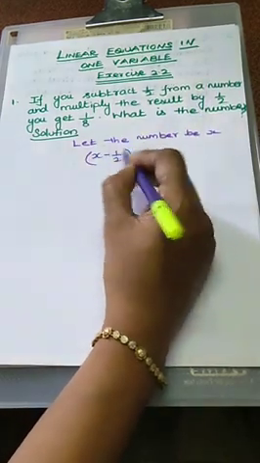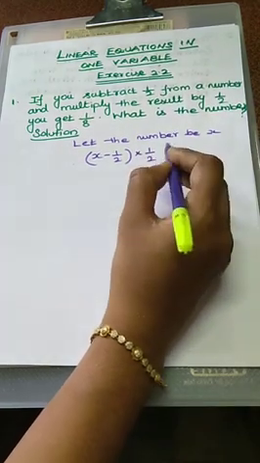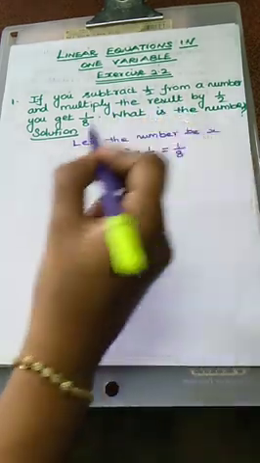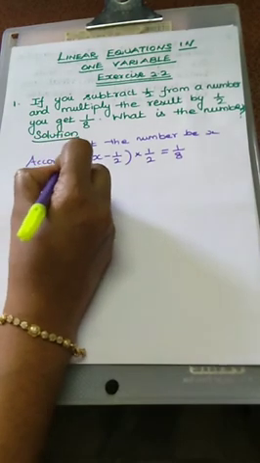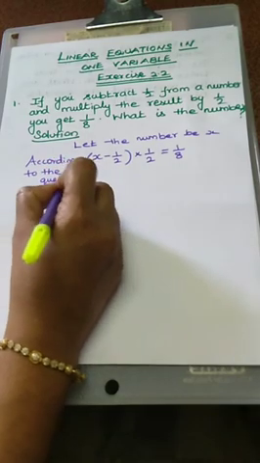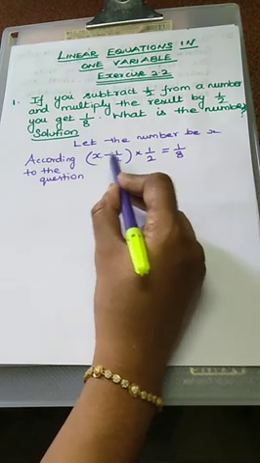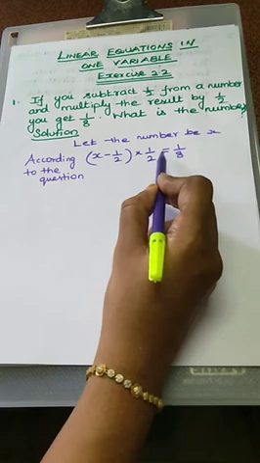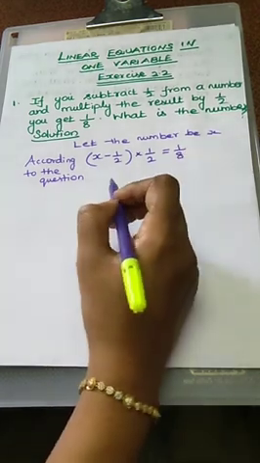So the result is x minus 1 by 2. We have to multiply this value by 1 by 2. You get 1 by 8, which means it is equal to 1 by 8. This is what is given. According to the question, subtract 1 by 2 from a number, x minus 1 by 2, multiply the result by 1 by 2, and you get 1 by 8. We simplify the equation and find the x value.